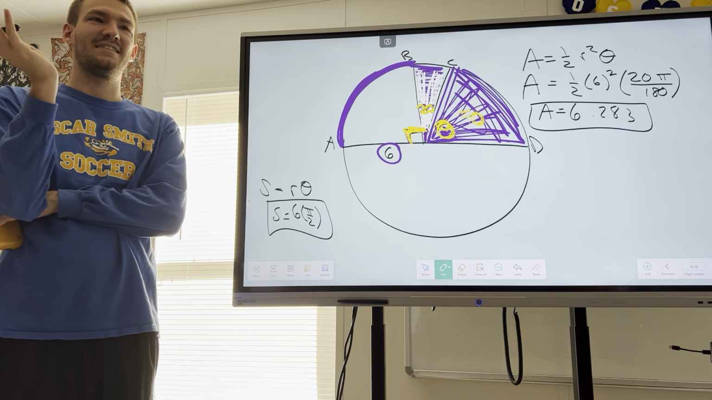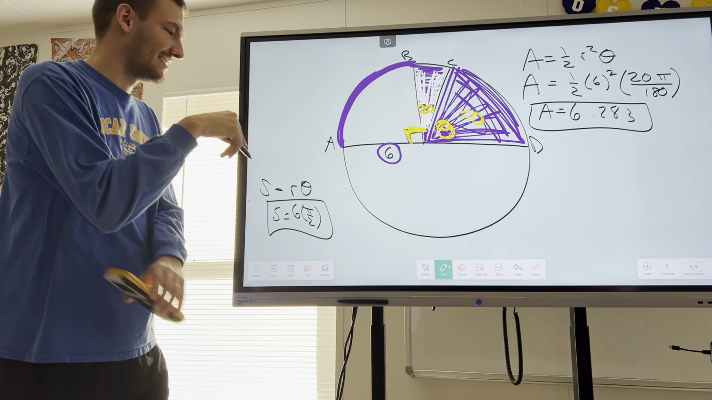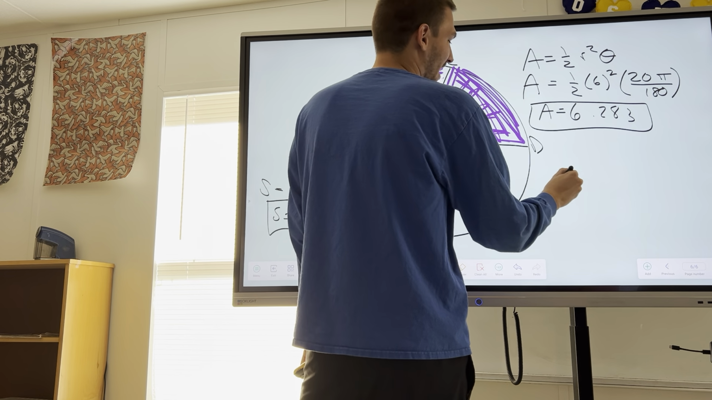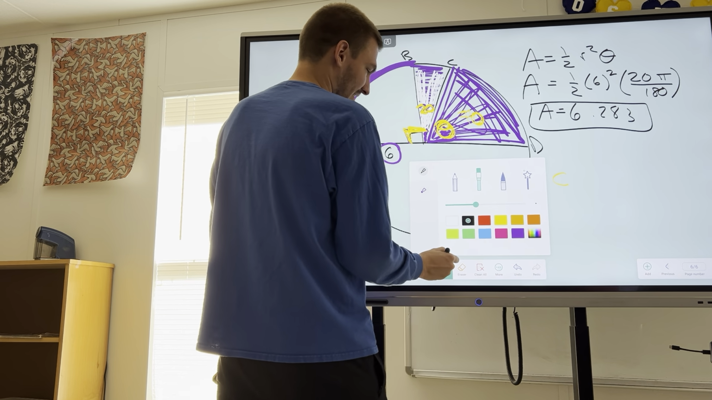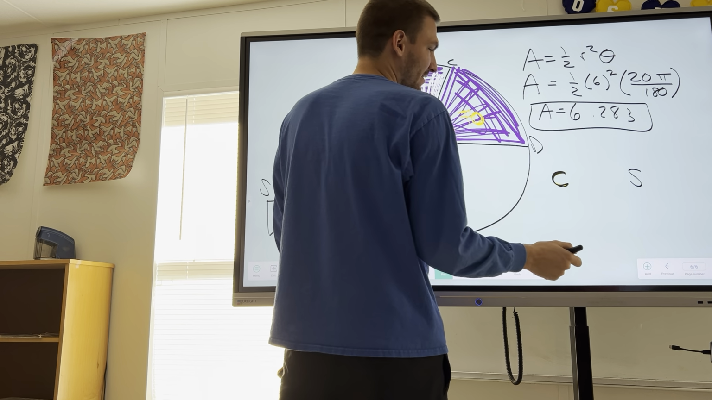I think it's supplementary. It's complementary. Complementary is smaller. Complementary is 90, and supplementary is 180.